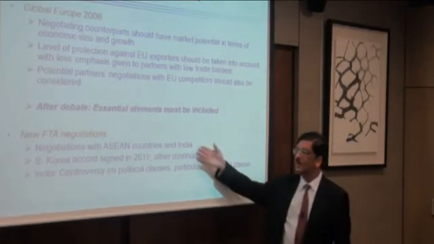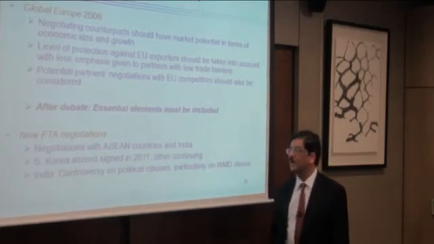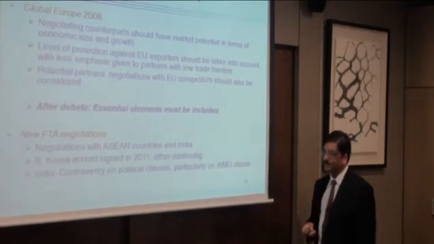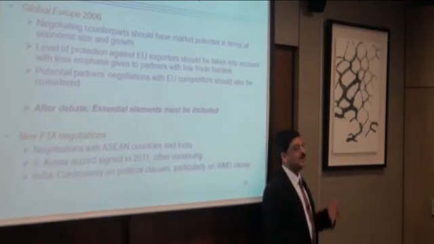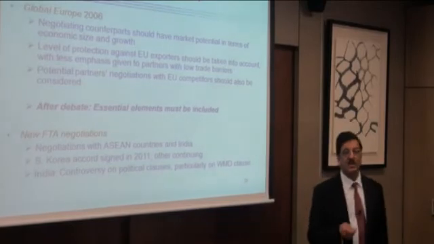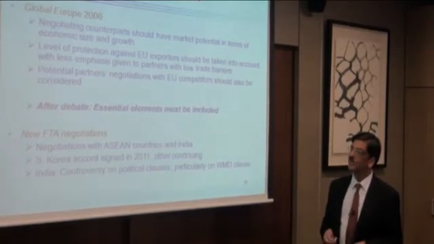So what is the EU doing? They've been negotiating with ASEAN countries and India. That's still going on. They signed the accord with Korea in 2011. In India, there's a lot of controversy on political clauses, and the Indians do not agree to that, and the EU is worried that they will not make progress. So that's very important. How they'll eventually resolve that, I'm not sure right now, but that's what's going on.